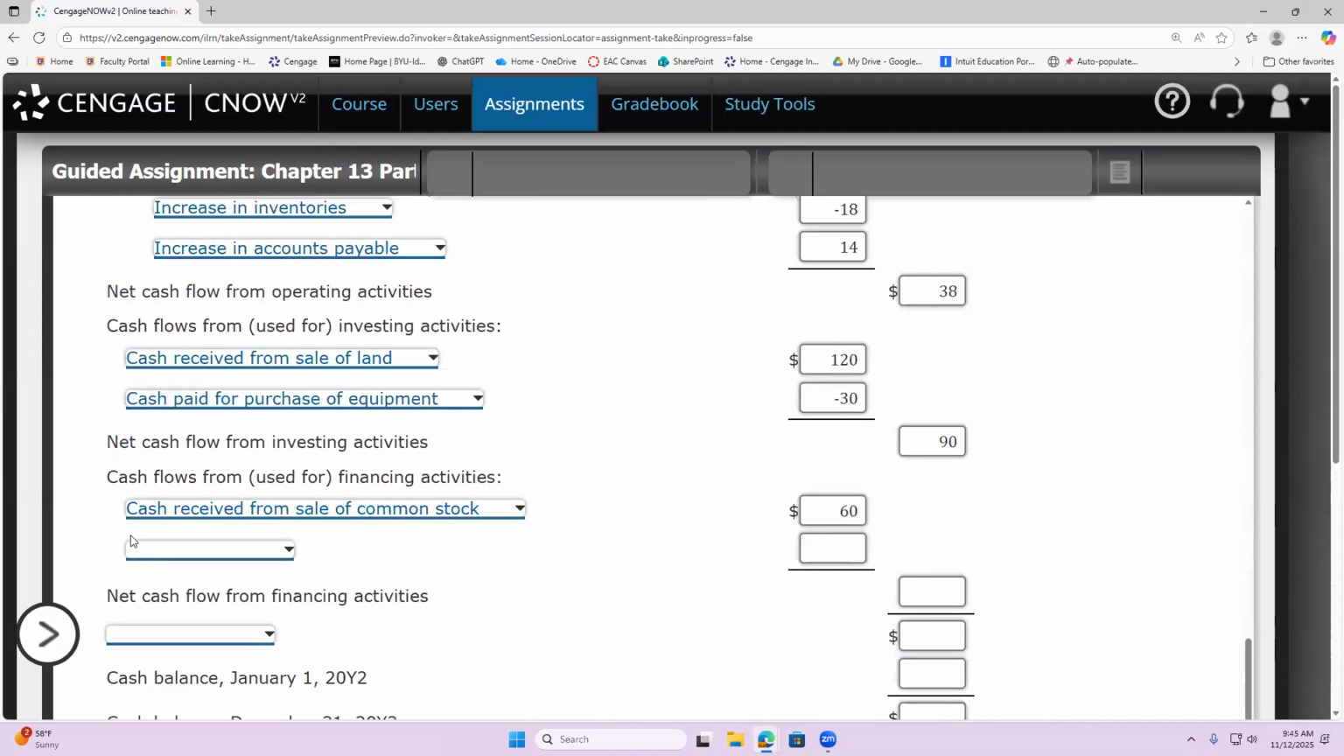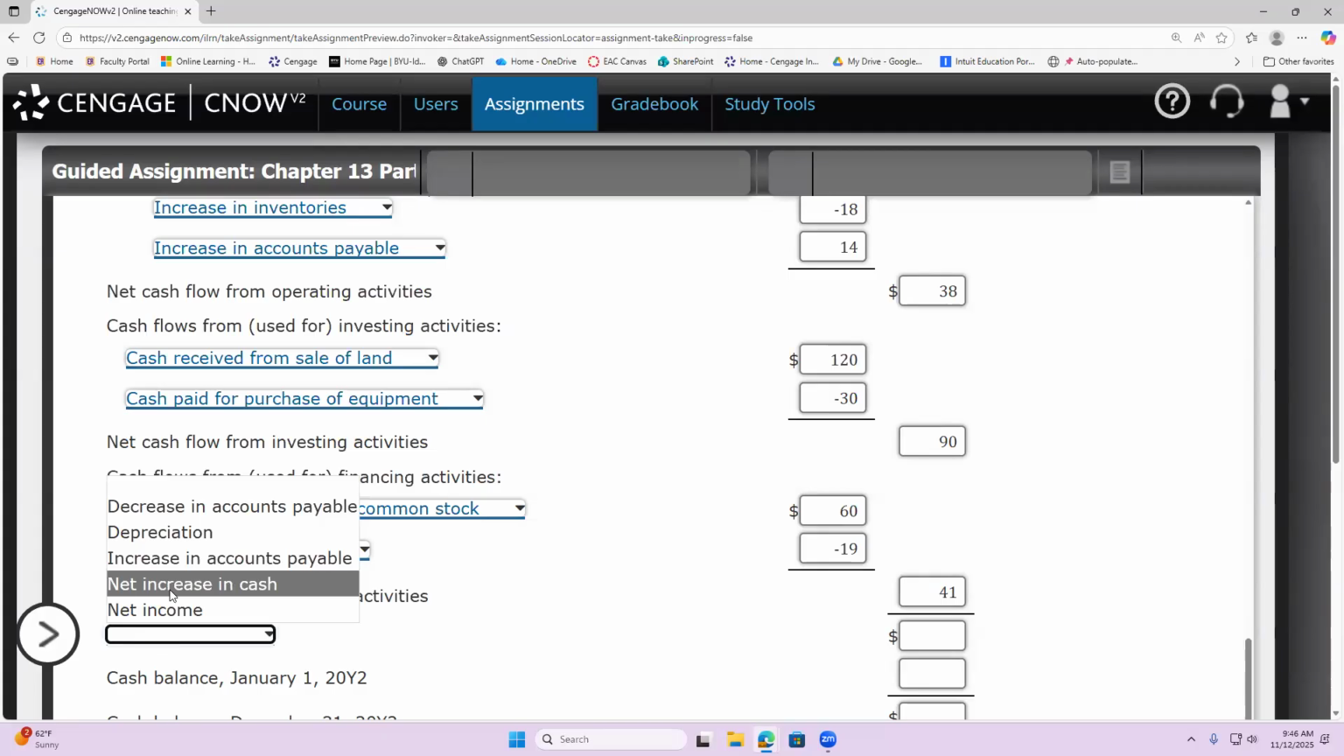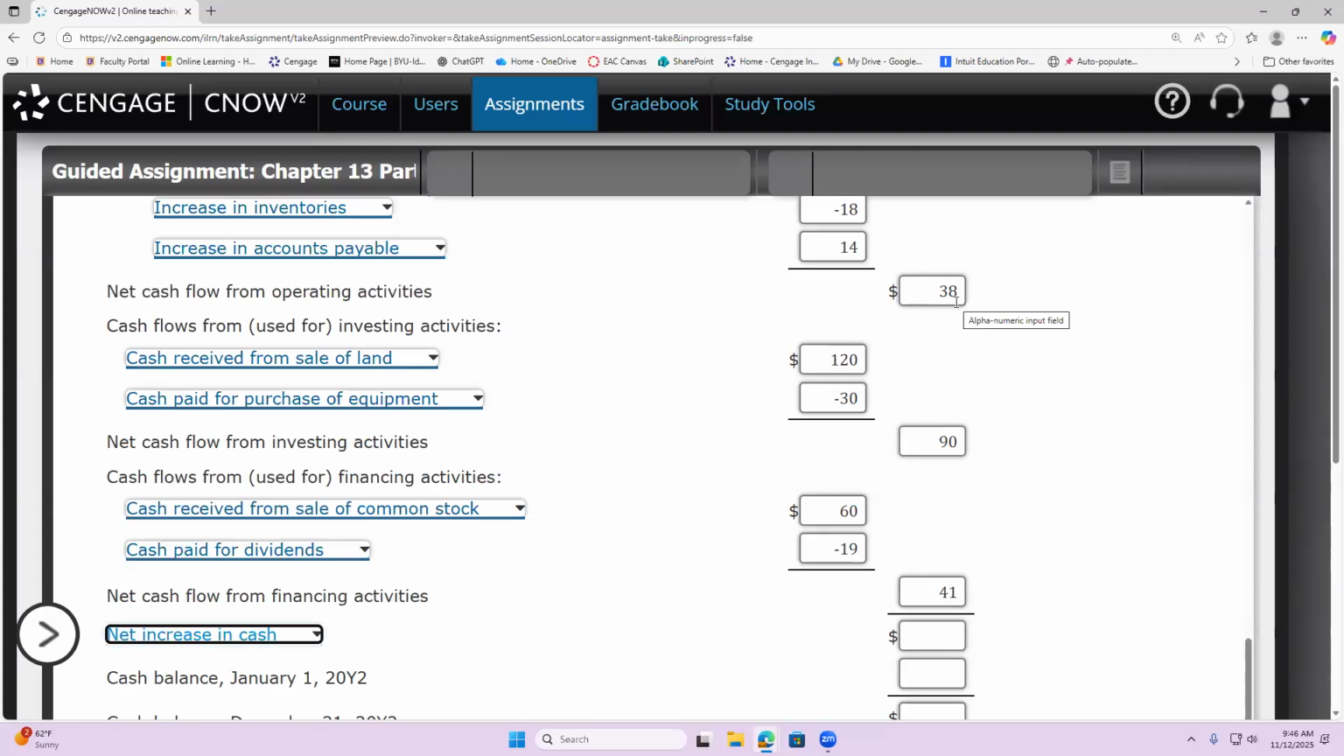And since it's a payout, we're going to do cash paid for dividends. So 60 minus 19 gives us 41. That was our cash flow from financing activities. So our net cash flow, or our net increase in cash then, is the subtotals of each of these three areas added up. So 38 plus 90, which is 128, plus 41 gives us 169.